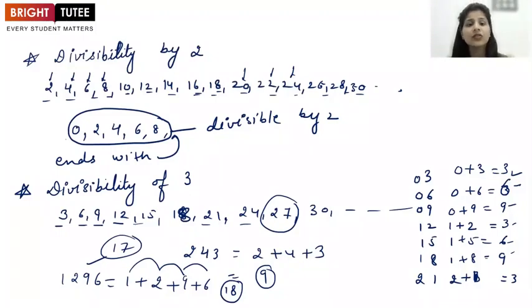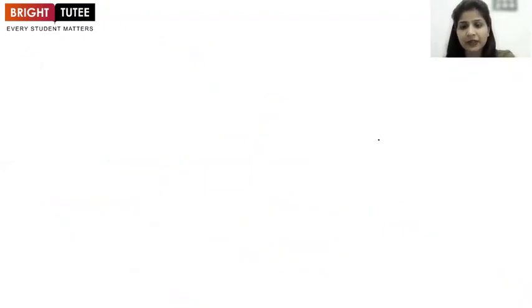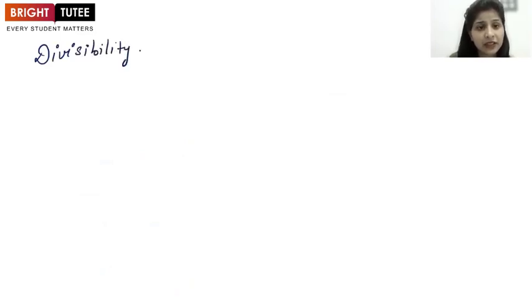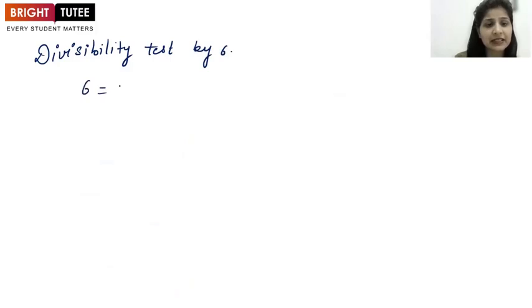Now let us discuss the divisibility test for 6. Suppose 6 is there. 6 can be written as 2 into 3. So 6 is divisible by 2 as well as by 3.